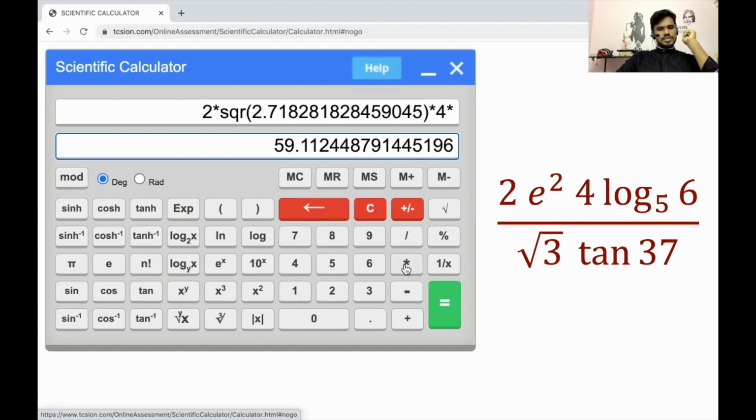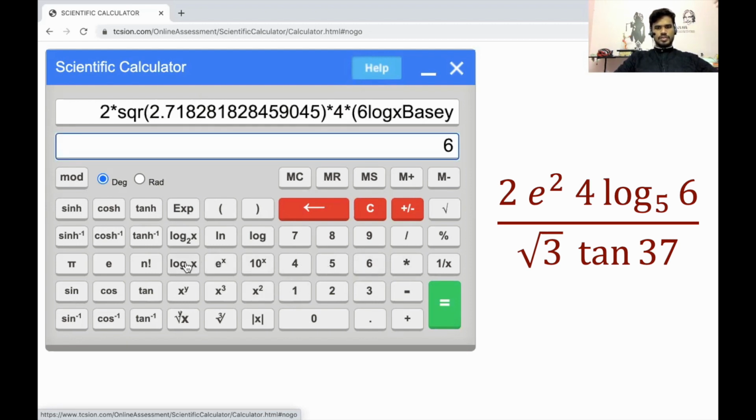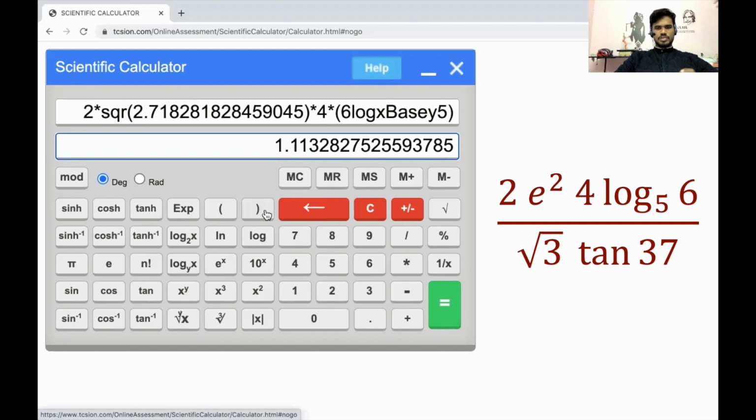Notice here it's highly advised that you do a bracket, because you have to enter two numbers, right? You have to enter 6 and then a parameter 5. So to avoid any ambiguities, open a bracket, do log x to the base 5, and then enter the base 5. Close the bracket.